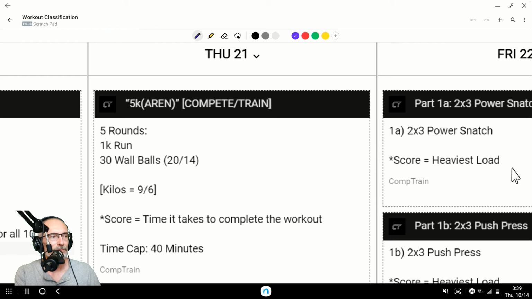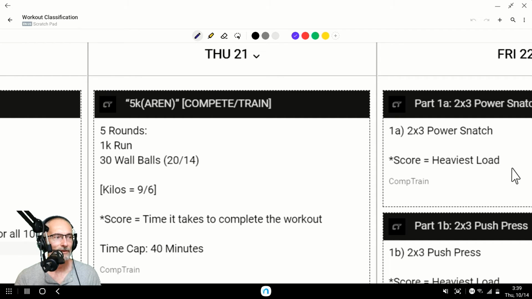In that 40 minutes, you would be completing a total of 5,000 meters running or 5K. And you'd also be finishing a version of Karen with 150 wall balls. So this workout being broken up into 2 pieces like that, we call that a couplet. So you're going to complete your 1K run and then 30 wall balls, head back out and so on. The big thing here is that this one is a threshold workout. It's not an interval workout.